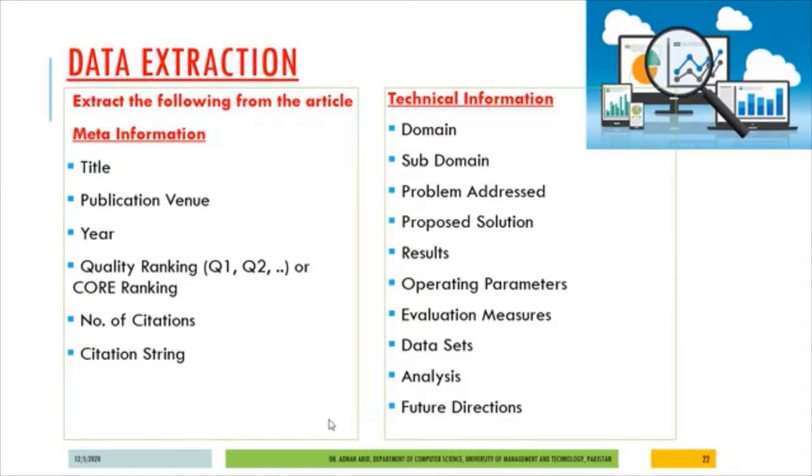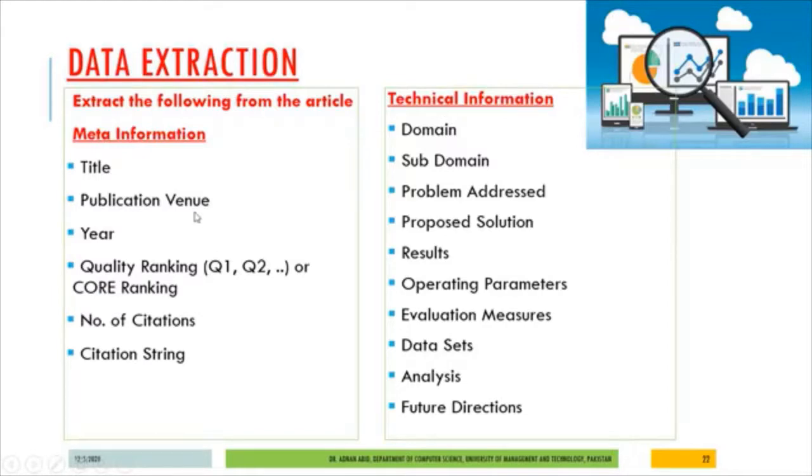Now is the time to extract the data. This is the last step, after selecting appropriate articles, after searching and discarding several articles and ensuring that we have high quality articles in the end which fall in the scope of the work. So these are two different perspectives of extracting the information from the article. One is related to the meta information, and the second is about the technical information.